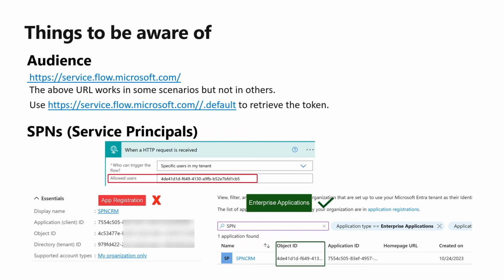The second one is related to service principals. If you try to restrict your HTTP request trigger to specific users in your tenant, then you have to provide the email address or the object ID of the user in your allowed users text box. Specifically for a service principal, when you register your app, you can get an object ID in app registration. This is not the object ID you should be using in your allowed users here. You should be using the one in enterprise applications.